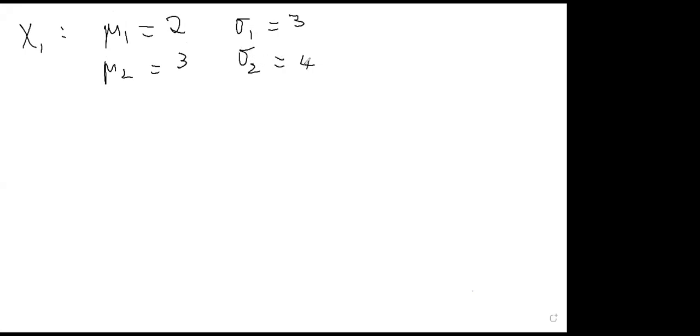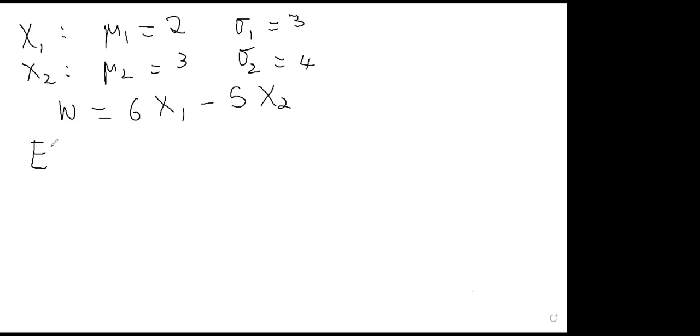So I want to consider random variable x1. I will write it again. mu1 is 2, sigma 1 is 3, mu2 is 3, sigma 2 is 4. And now have w equals 6x1 minus 5x2.